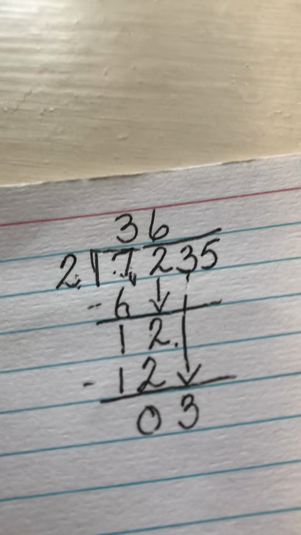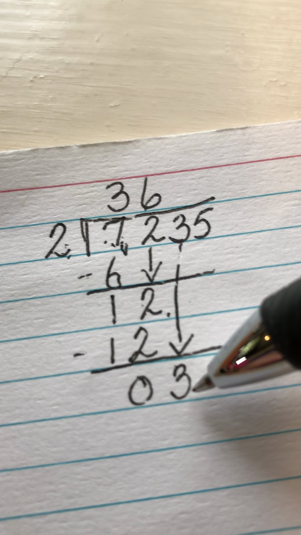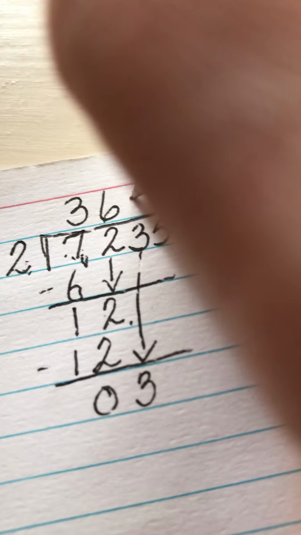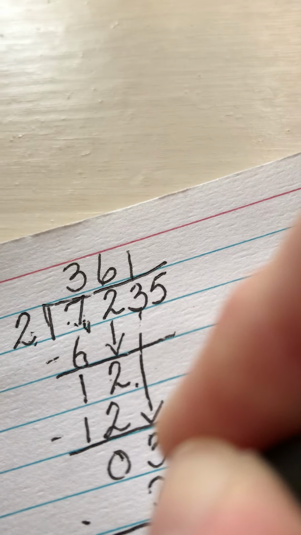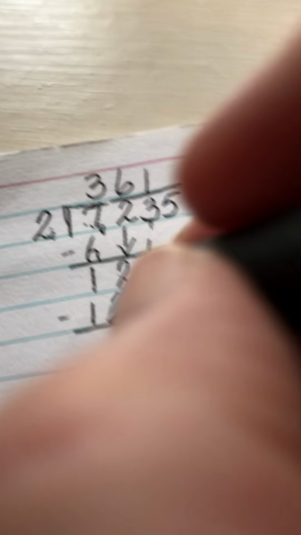Now, how many groups of 2 can I get out of 3? Well, I know I can only get 1 group because 2 times 1 is 2. 2 times 1 equals 2, and we'll write that down. If we'd used a bigger number, we would have been over 3. We can't do that. So 3 minus 2 equals 1. And we bring our next number down.